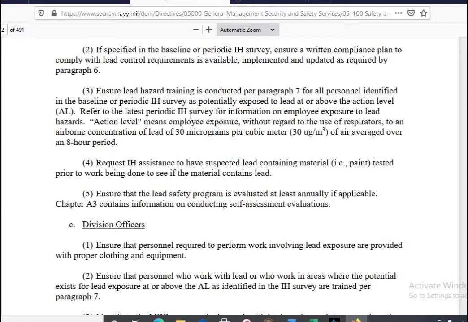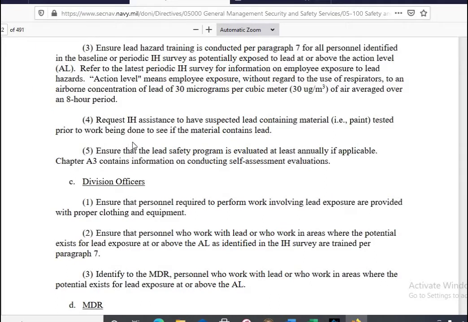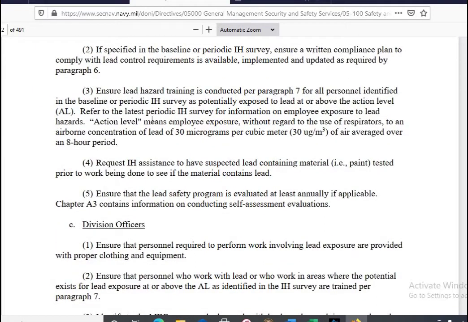30 micrograms per cubic meter of air averaged over an 8-hour period. So it's got to be averaged over 8 hours, and it's 30 micrograms per cubic meter. So 30 µg/m³ of air averaged over the 8-hour period. So the AL shows up a lot in this instruction, so that may be one important to know. So what's an action level?